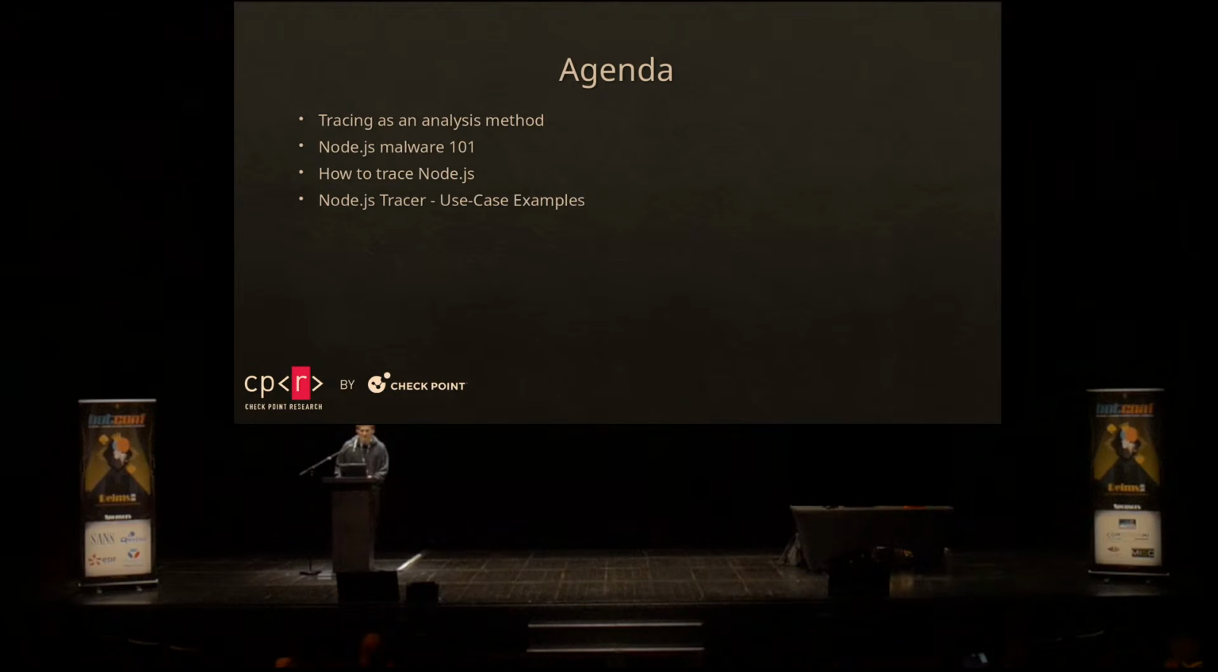So what are we going to learn today? We're going to talk about tracing as an analysis method for reverse engineering. We're going to talk about Node.js malware, so a little Node.js malware 101. What is Node.js? What are pros and cons of using the platform for malware, and so on. Then we're going to apply tracing to Node.js and talk about how Node.js can be traced. And finally, I'm going to showcase some use case examples for a tool I wrote, which is the Node.js Tracer. So some video demos so you can see it in action.